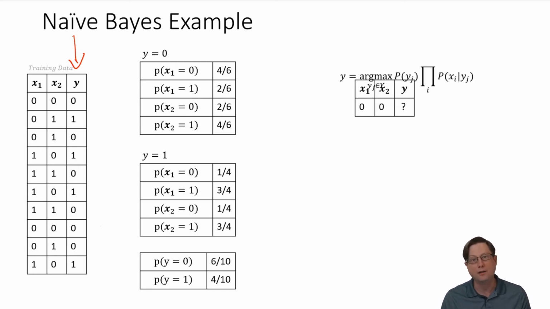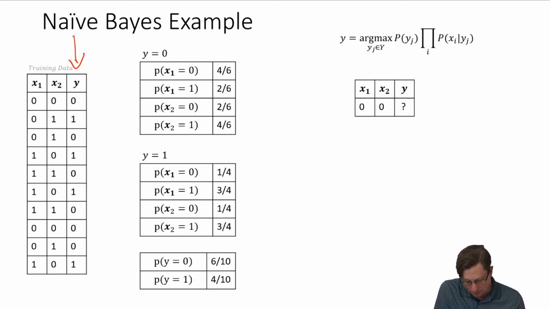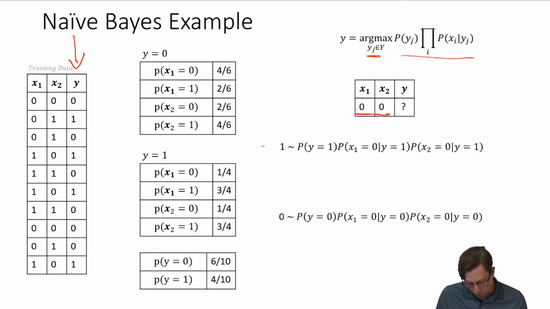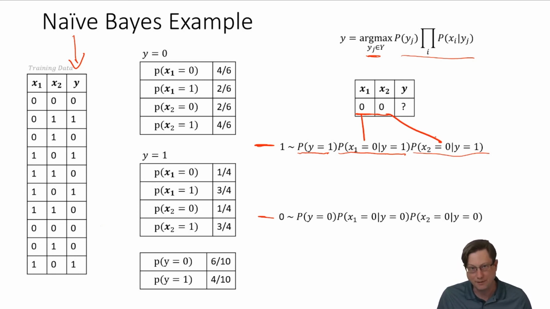We have to look at the model, and this is the formula we ended up with at the very end of the last slide. And we'd have to say, for each possible y, we're going to calculate this, given that these are the feature values. So that would work out as, for y equals 1 and for y equals 0, the probability that y equals 1 times the probability that x1 equals 0, given that y equals 1, times the probability that x2 equals 0, given that y equals 1. And these zeros come from here. Those are why we're choosing to calculate those particular probabilities.